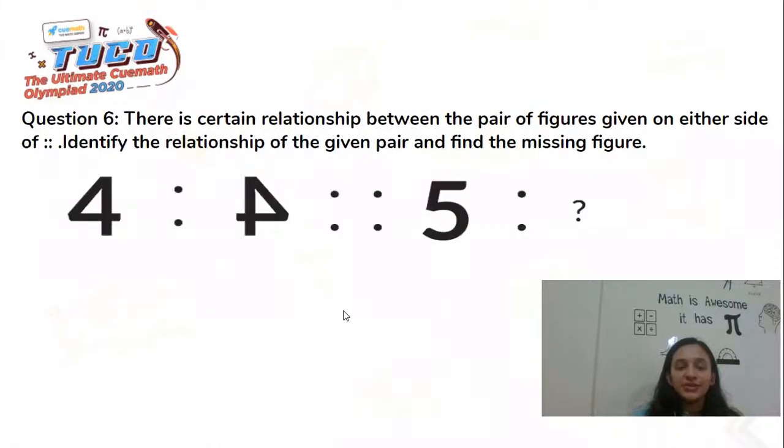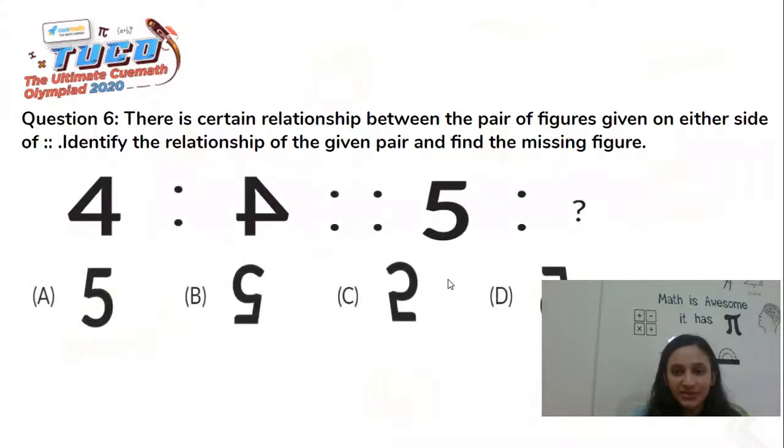Moving on to the next question. So here we have some numbers in place. The first pair has got 4 with its mirror image. So there are 2 numbers, one which is the actual number, the other which is the mirror image of the first number. And the second pair, which is on the right side of the colon, doesn't have the second number in the pair. Let's have a look at the options.